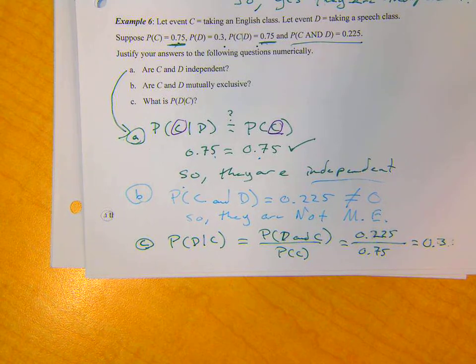Why would it be 0.225 when that's what C and D is, not D and C? Yeah, it's the same thing. Doesn't matter which way you order those two things, the sets are going to be the same, whether you're talking about C and D versus D and C.